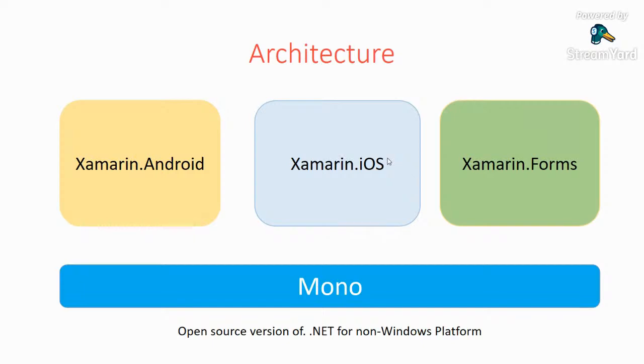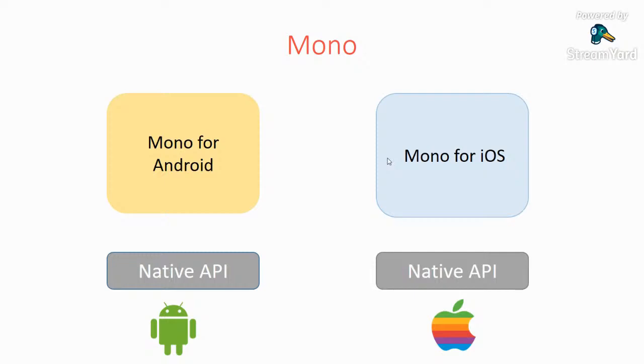Non-Windows platforms, for iOS or Android. Okay, let's start with how Mono works, Mono for Android and Mono for iOS. Mono for Android works like this: it will wrap the native API of Android directly into the C# classes.